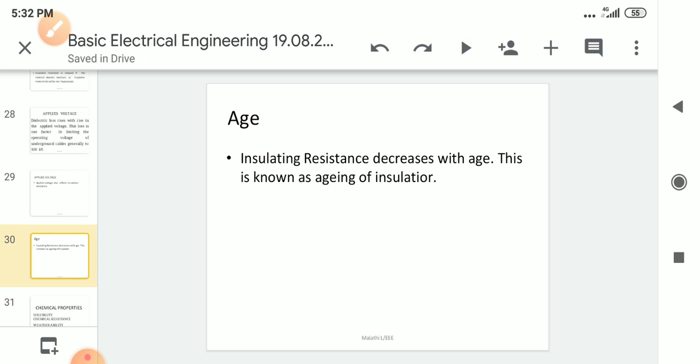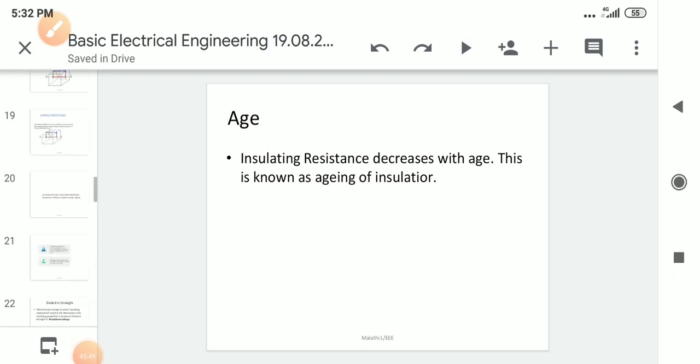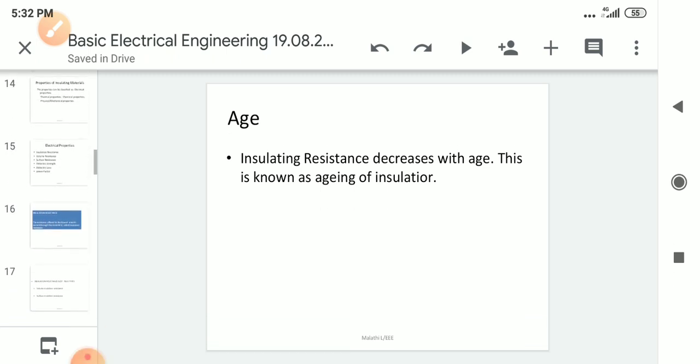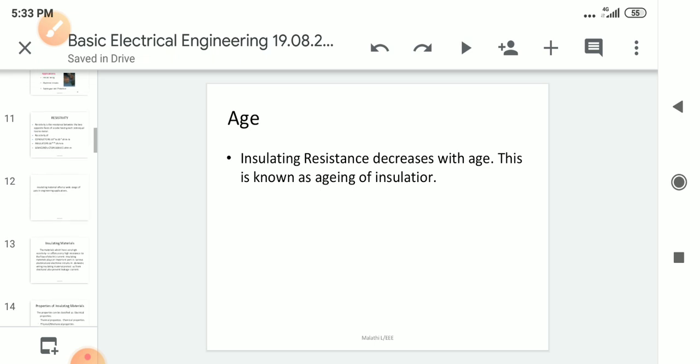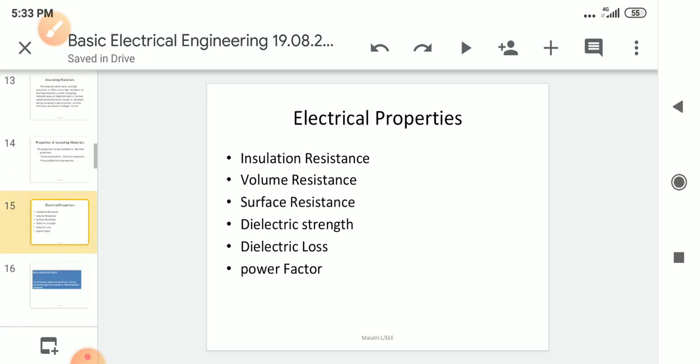These are the electrical properties we have studied about our insulating materials. What are the electrical properties? Insulation resistance. In that insulation resistance, two types are there: volume and surface resistance. After that, dielectric strength or breakdown voltage. Next, dielectric loss and power factor.